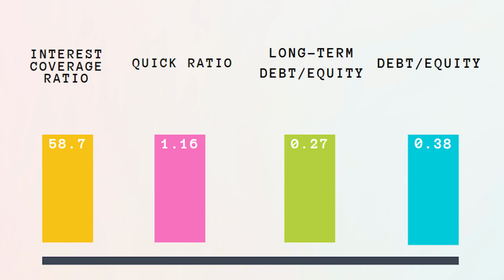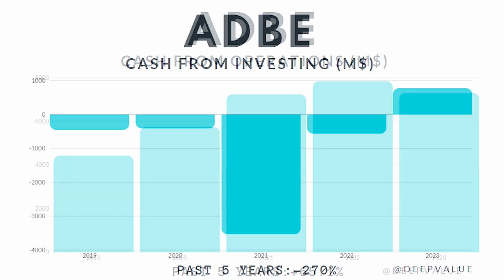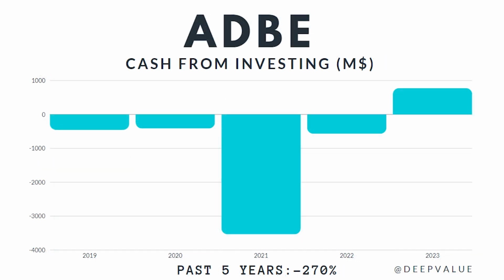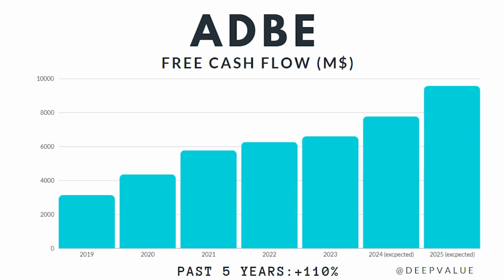Now let's transition to the cash flow statement. Cash from operations is 7.3 billion, reflecting a change over the past 5 years of 65.1%. Meanwhile, cash from investing activities is 770 million, showing a change of minus 270%. Furthermore, cash from financing activities is minus 5.2 billion, showing a change of 75.8% over the same period. And lastly, free cash flow has grown by 110% during the same time, from 3.15 billion to 6.6 billion, and is projected to grow to 9.6 billion in fiscal year 2025.